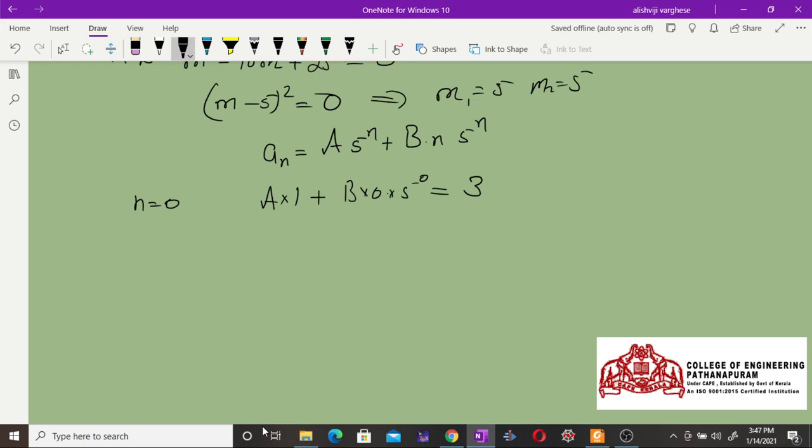That means a is equal to 3, and when n is equal to 1, what we have is 5a plus b equal to 70, and therefore b is equal to 70 minus 5 into 3. So a is equal to 3.